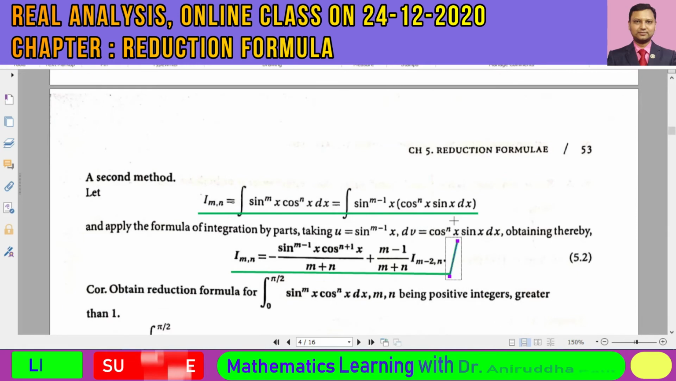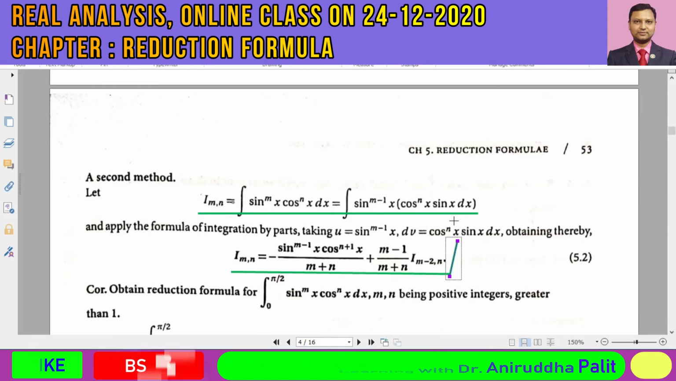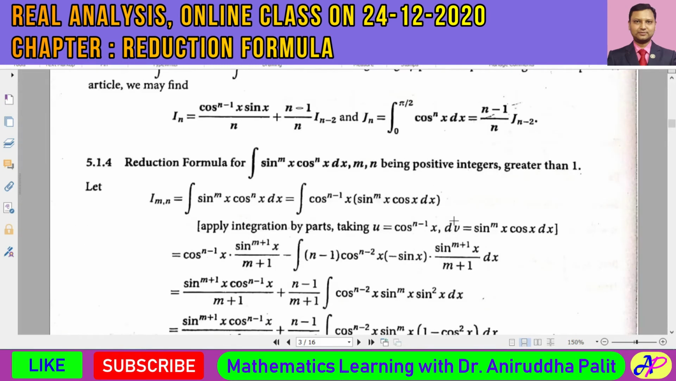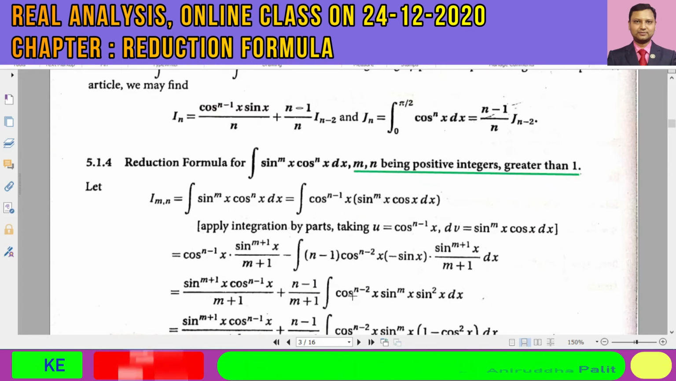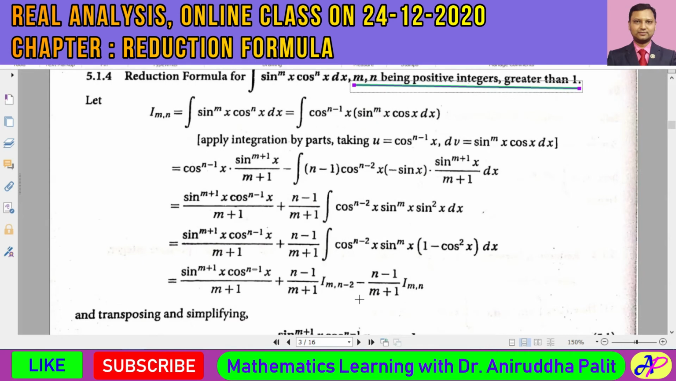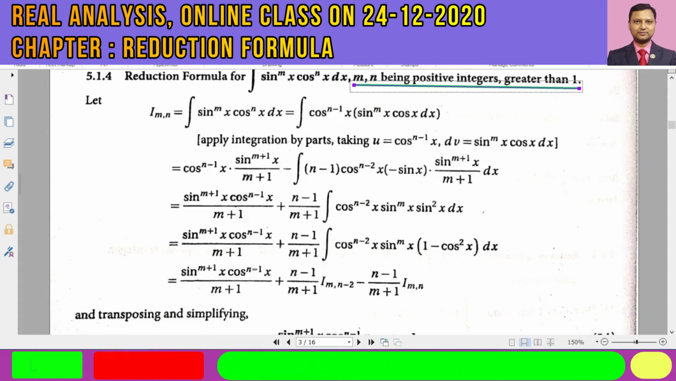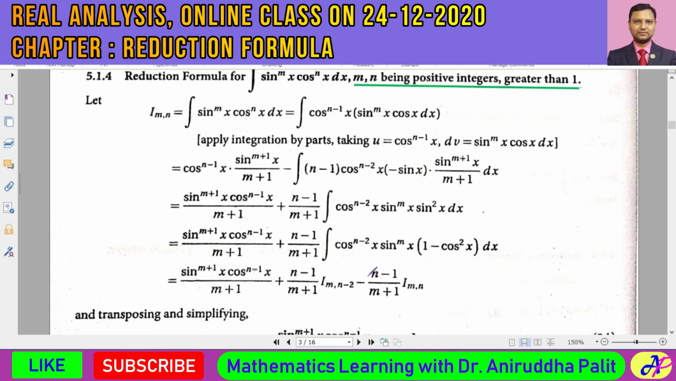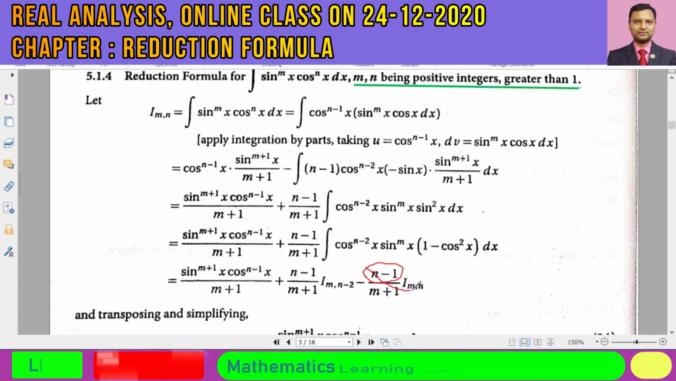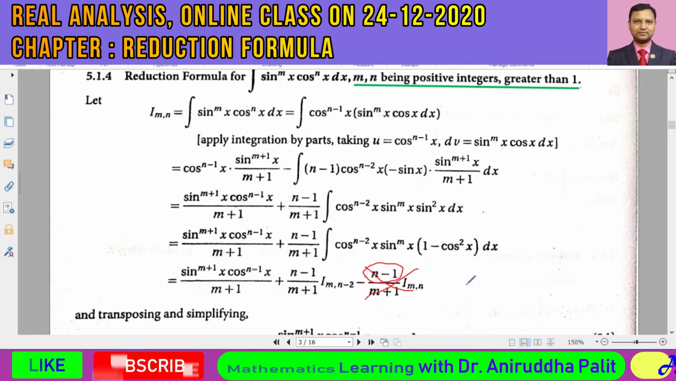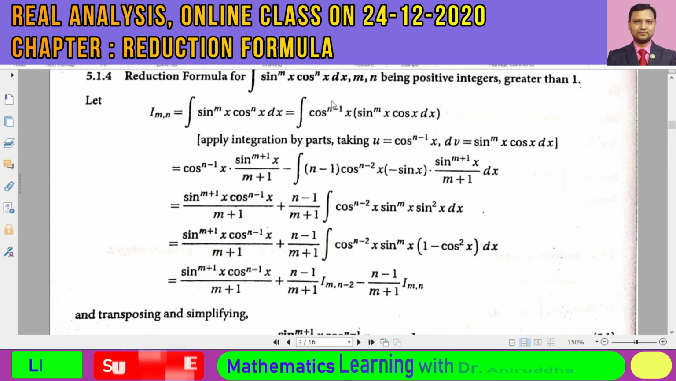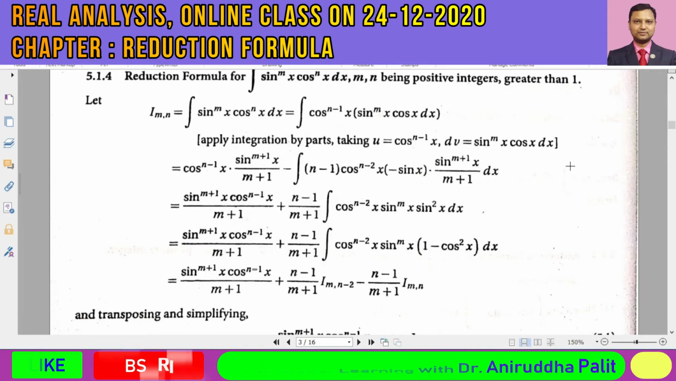So let's move to the remaining part of this deduction. In the previous deduction, we considered that m and n should be positive integers greater than 1. Why did we consider positive integers greater than 1? Because of this kind of expression. Suppose n is equal to 1. In that case n minus 1 would be equal to 0, and then this term would not appear at all, and there would be some computational difficulty. That's why it is advised that m and n should be positive, as well as greater than 1.